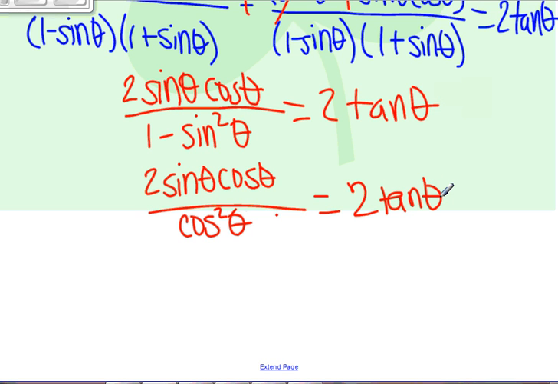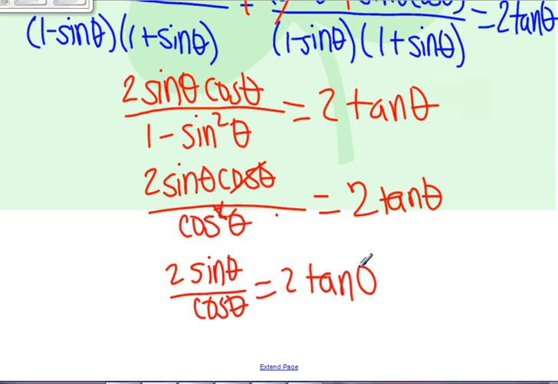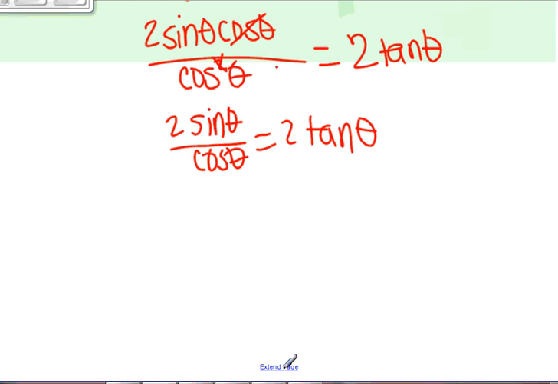All right, so I've got a cosine in the top and a cosine squared in the bottom. So it's going to cancel out the one in the top, and the one in the bottom is just going to become cosine. So that's 2 sine theta over cosine theta equals 2 tan theta. We're almost done. Sine over cosine is indeed tangent. So then I've got 2 tan theta equals 2 tan theta.